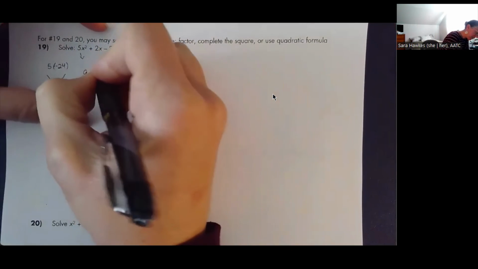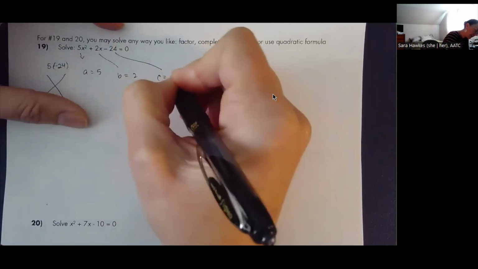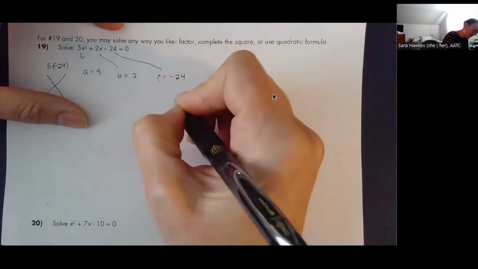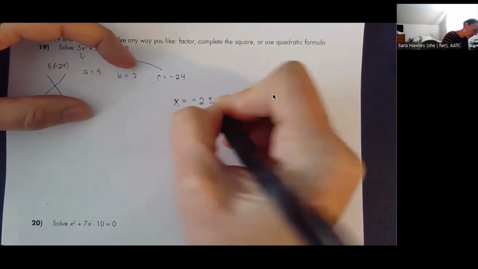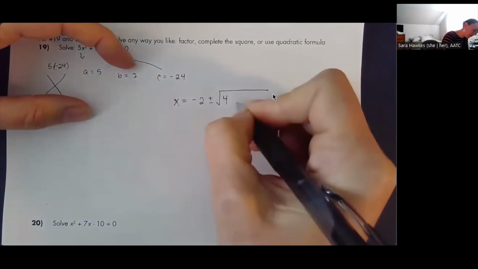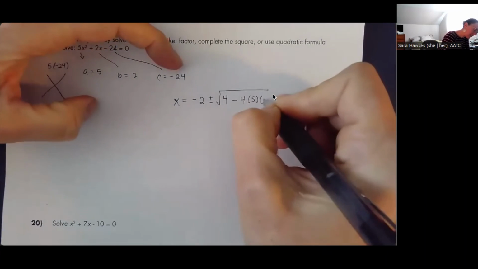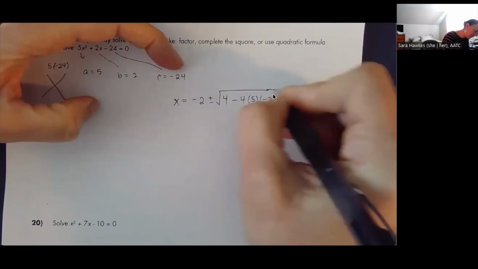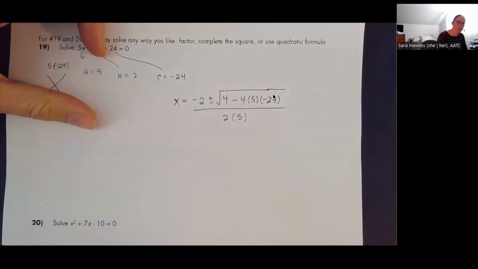I've got A is equal to 5, B is equal to 2, and C is equal to negative 24. So I would have X is equal to negative 2 plus or minus the square root of 2 squared, which is 4, minus 4 times A times C, all over 2 times A.